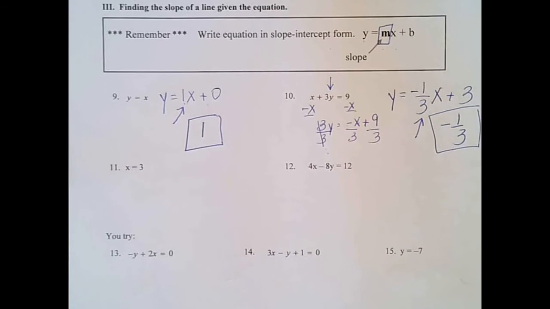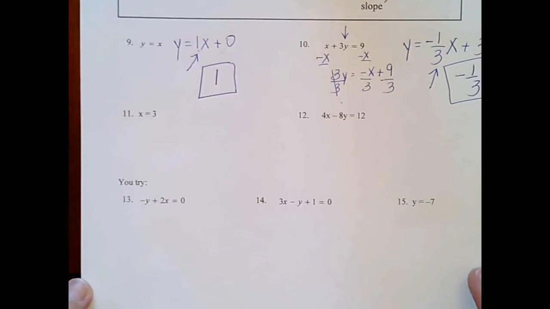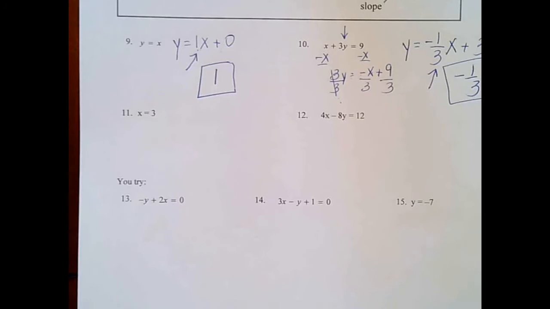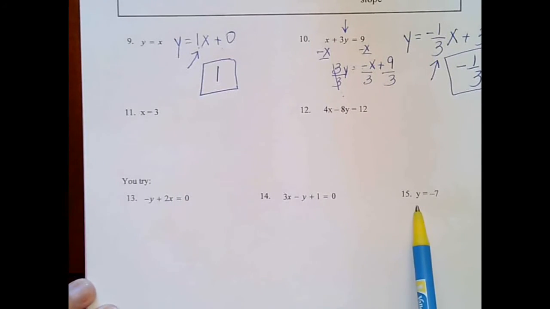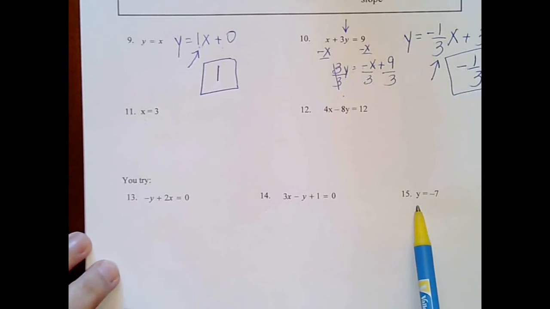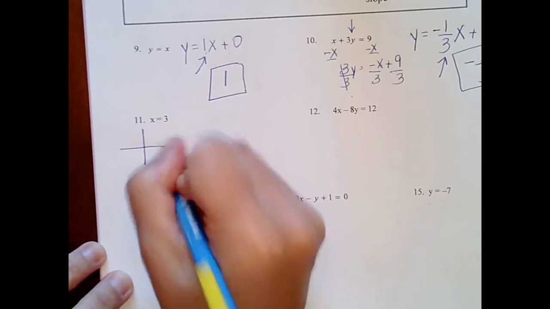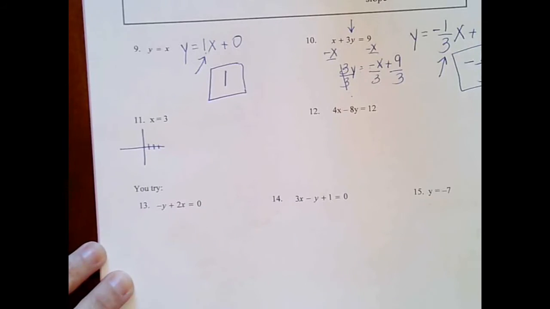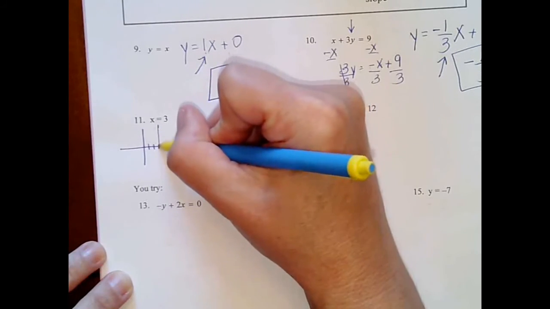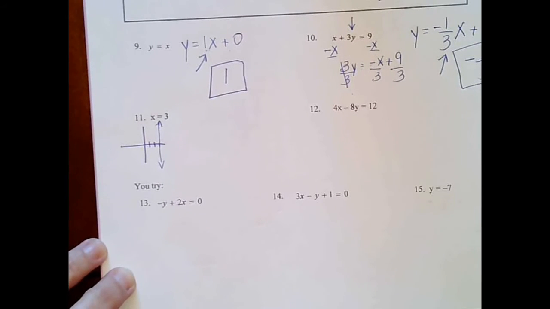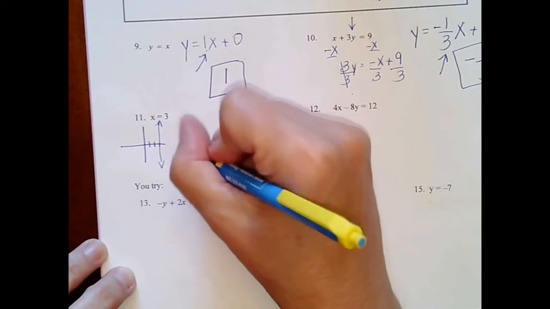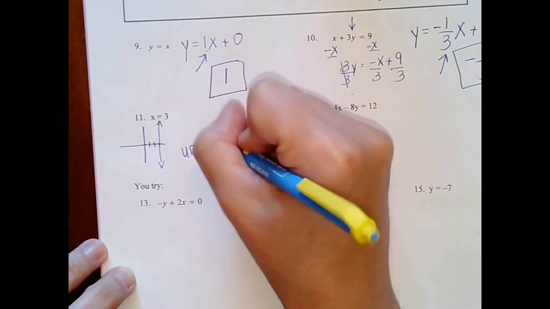This next guy, x equals 3. Well, for lines like number 11 and number 15, my suggestion is to graph it. X equals 3, so I'm going to go over 1, 2, 3 on the x-axis, and I'm going to draw a line through 3. That's how I would graph the line x equals 3, and this is a line that goes up and down, and that's an undefined slope.